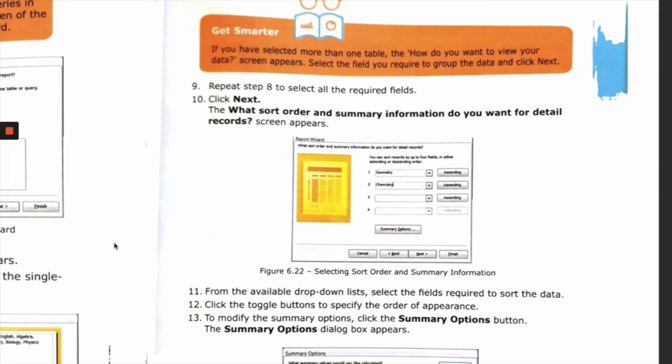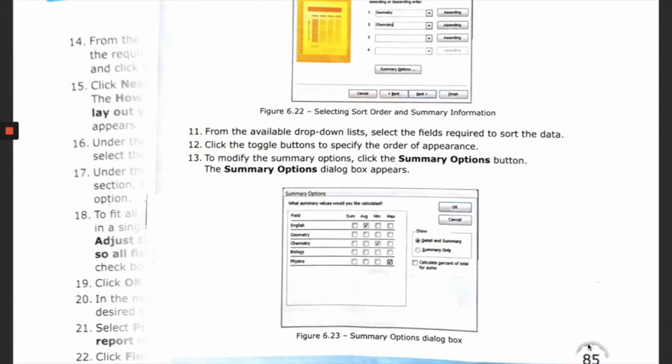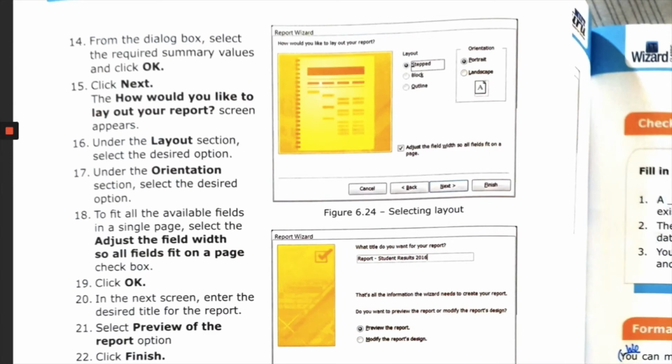To modify the summary options, click the Summary Options button. The Summary Options dialog box appears. In figure 6.23, the Summary Options dialog box is shown. From the dialog box, select the required summary values and click OK.